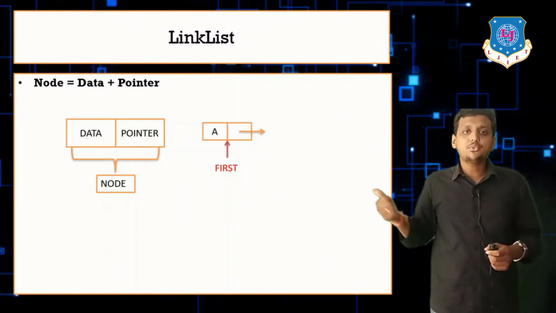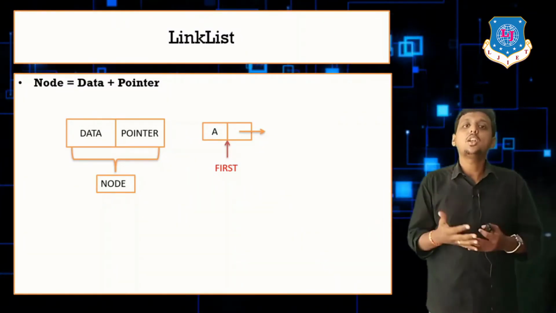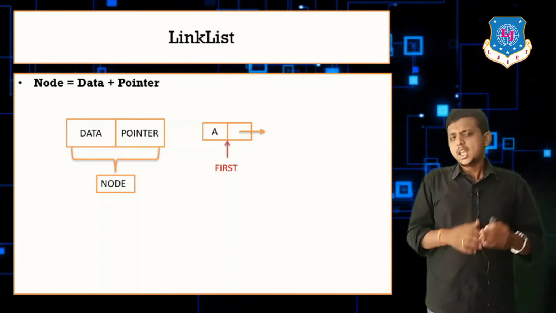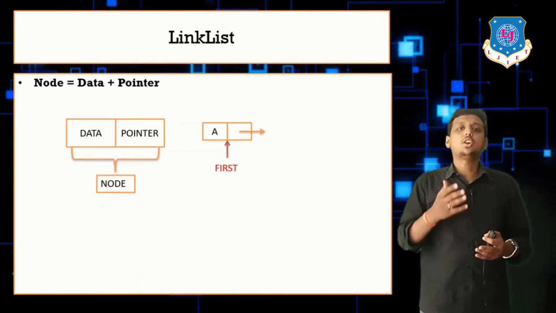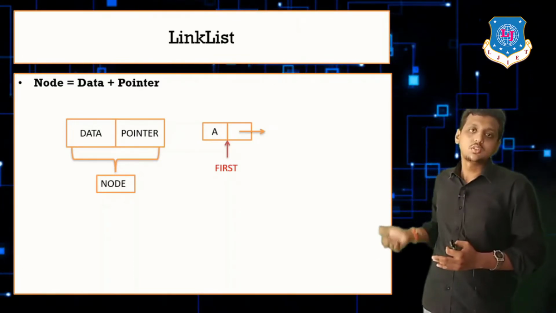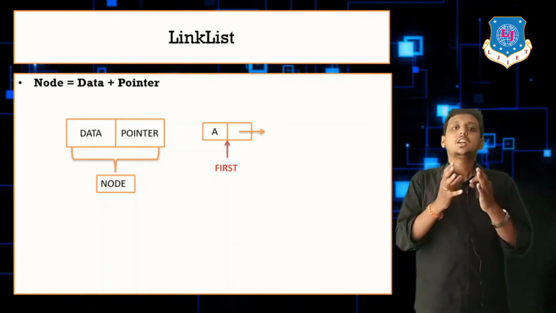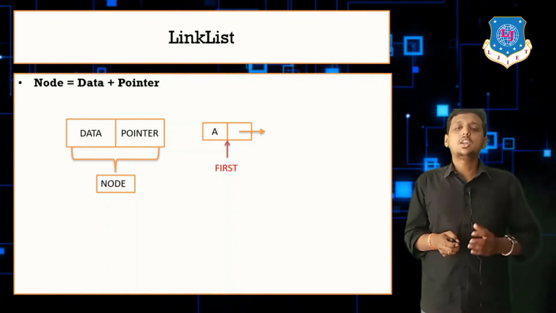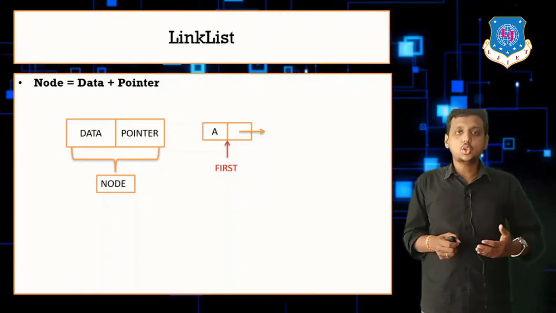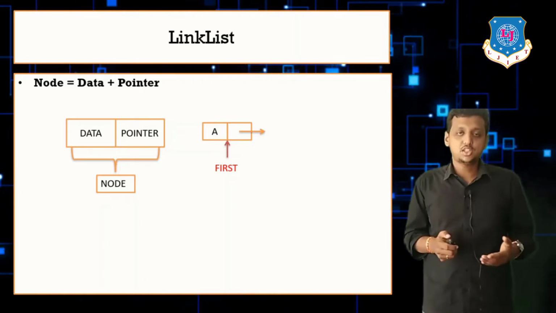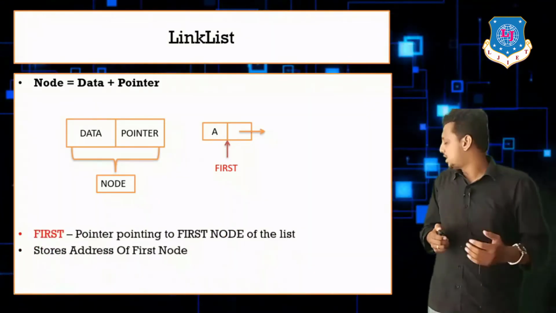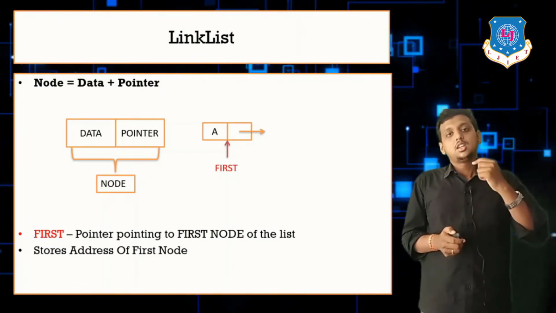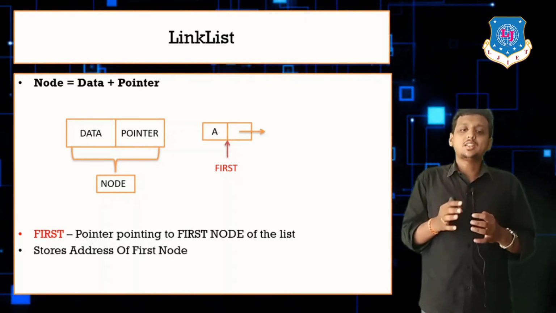So what do we mean by first over here? First is a pointer which is pointing to the first node of the list. In many cases, you may find it called head or start, but here I use first to represent the pointer to my first node of the linked list. So A is my first node, which is pointed to by the pointer first, and it stores the address of the first node.